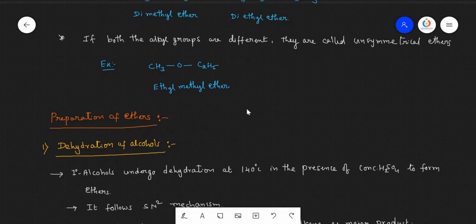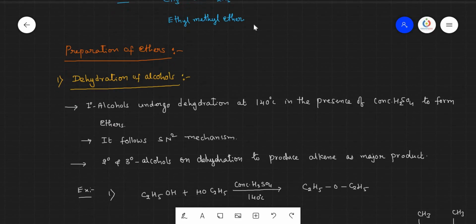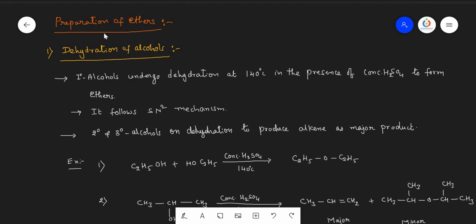Now let us see how to prepare the ethers. There are some important methods. The first one is the dehydration of alcohols. We have already prepared one video on the dehydration of alcohols at different temperatures, because dehydration of alcohols depends on the temperature. When temperature varies, the product also varies.